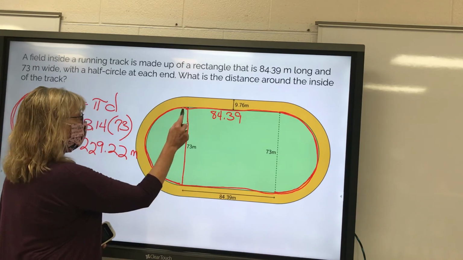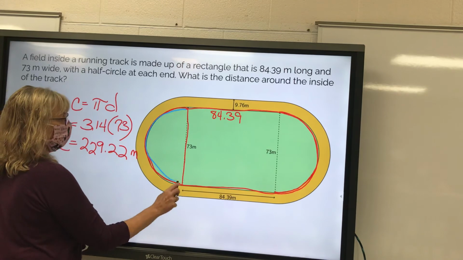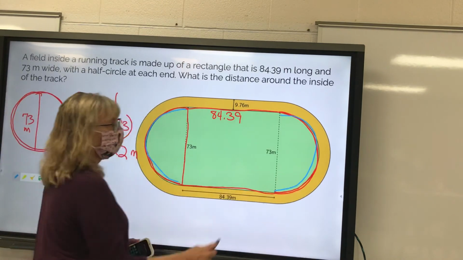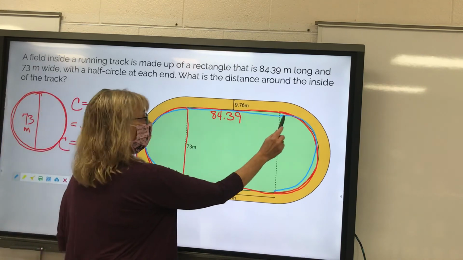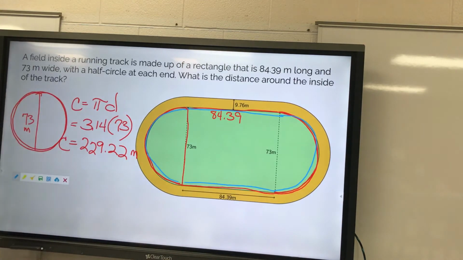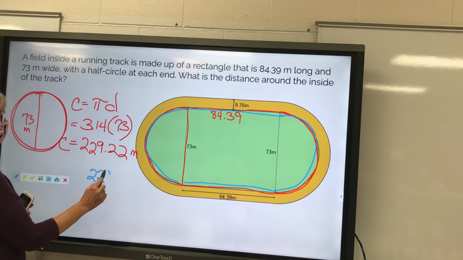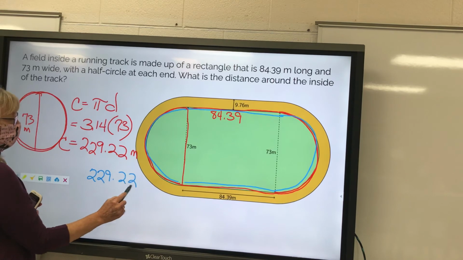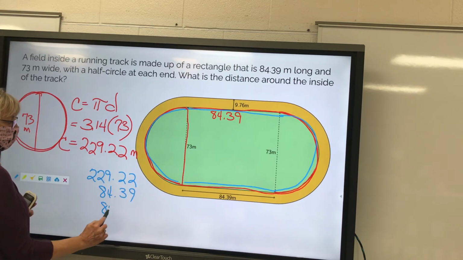Where else do we run? That's only running here and here. Where else do we run? Here and here. So what am I gonna do? Add them all up. So I'm gonna take 229.22 and add 84.39 twice.